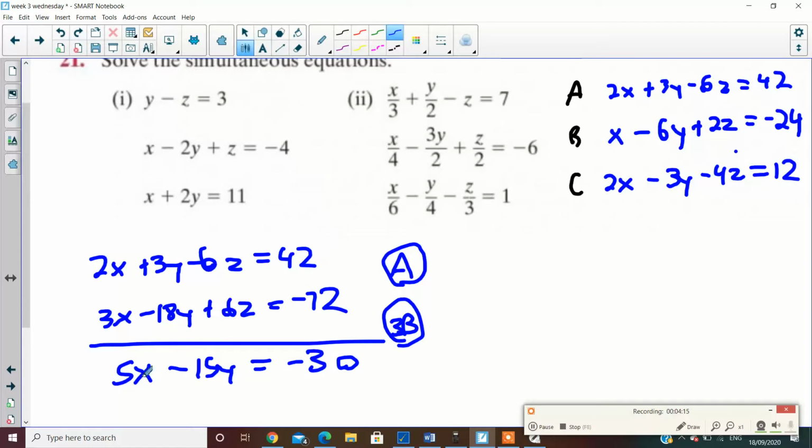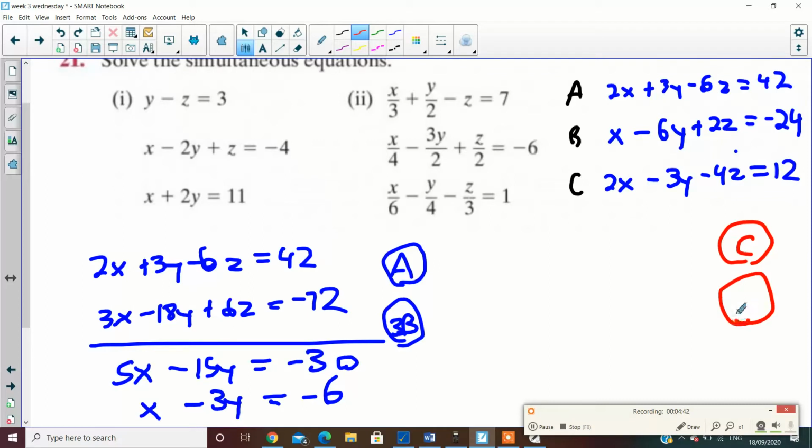Keep a really close eye here. Divide by 5. What do I get? X minus 3y equals minus 6. Double check that for me. Make sure I haven't done anything wrong. We good? All right. What one will we use now? What about C and 2B? Would C and 2B be a good choice? Okay, let's figure this out.